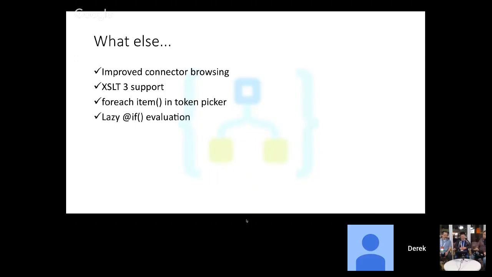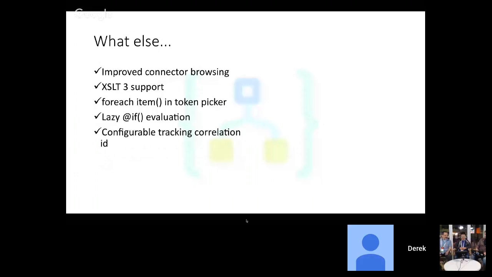Excellent. Ooh, lazy if evaluation. Have you ever come across a scenario where you have an if condition and the left-hand side is the value that you're going to evaluate, but the right-hand side is null? And then your whole logic app fails because the right-hand side, which shouldn't be evaluated, is null, and you get a null reference exception. Boo. So what we did is now we have lazy if evaluation. If the left-hand side is true, we don't evaluate the right-hand side. So you no longer get those weird exceptions and have to coalesce everywhere in expressions.